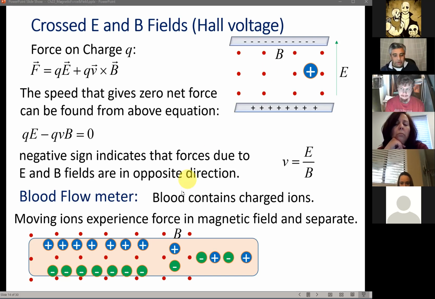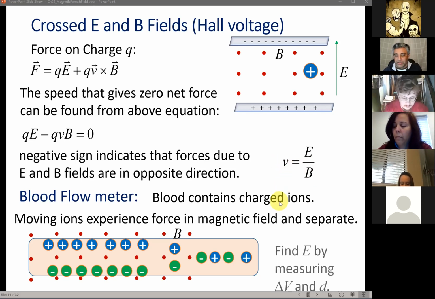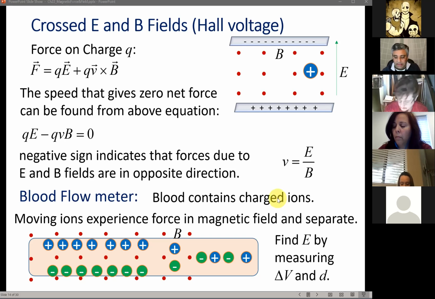So now you can measure the voltage produced by these positive and negative charges. And by knowing the distance and this voltage, you can find the electric field. Once you have this electric field, and since you are using a magnetic field, you know the value of the magnetic field, so you can tell what speed they are moving. So that's how you can design a device and make a blood flow meter. See, physics is everywhere.